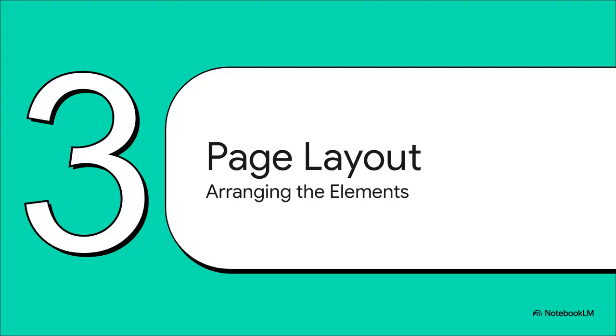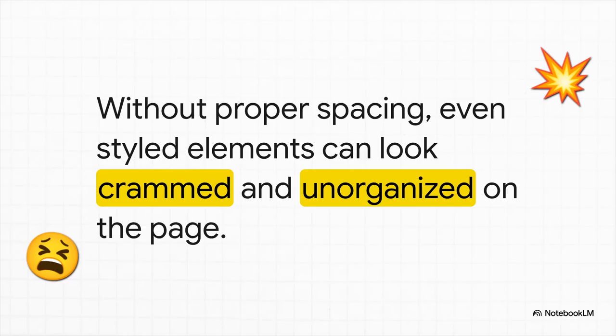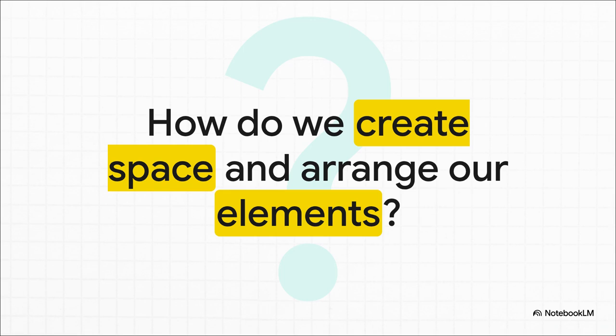Awesome! Our individual pieces are looking great. But a website isn't just a jumble of cool-looking buttons, right? We have to arrange them. It's time to start putting the furniture in the right places and think about our page layout. But here's the thing. Just styling your elements isn't quite enough. If you just toss them on a page, they end up looking like this, all crammed together with zero breathing room. It's just not the clean, professional vibe we're going for. So how do we fix this? How do we create that all-important space and arrange everything so it looks clean, organized, and like we actually meant for it to be there?